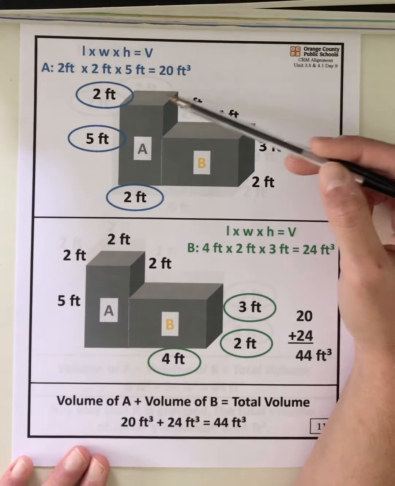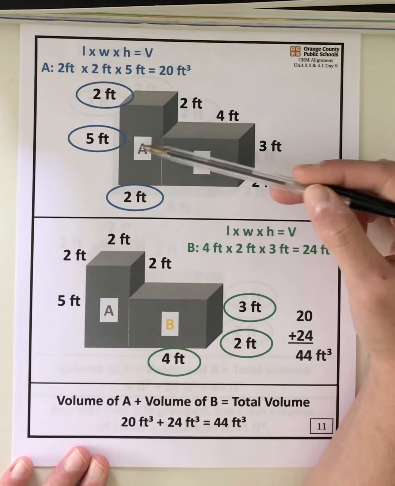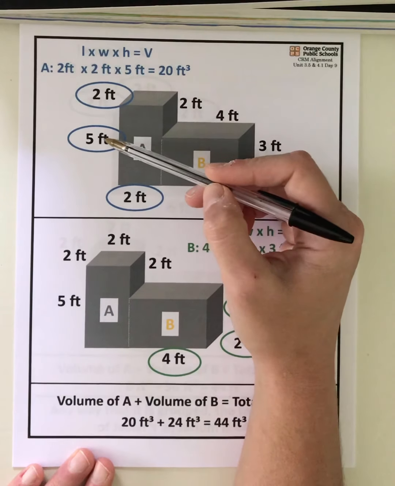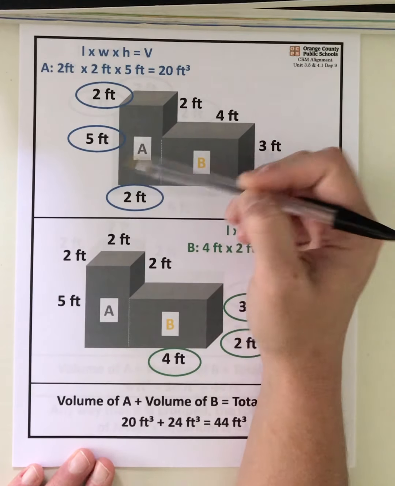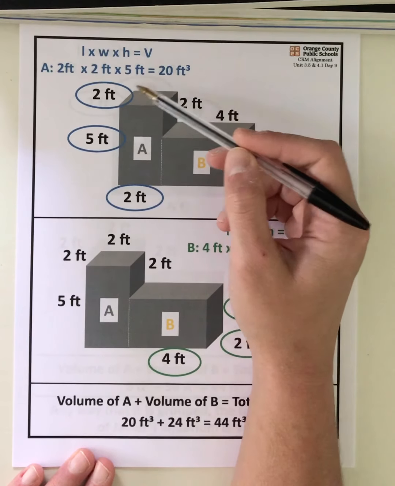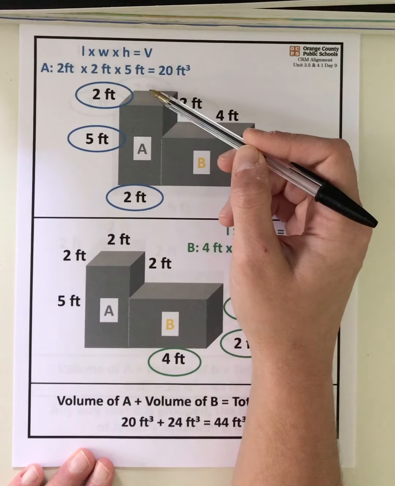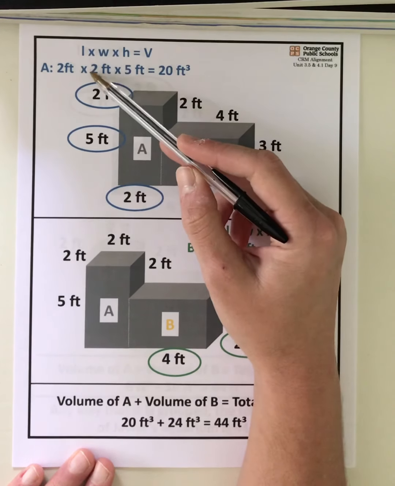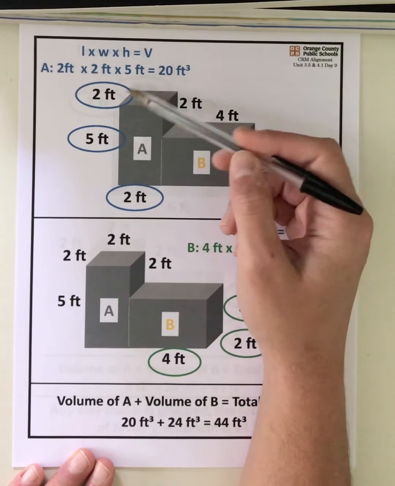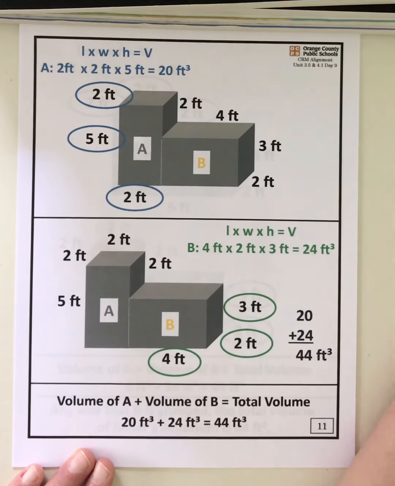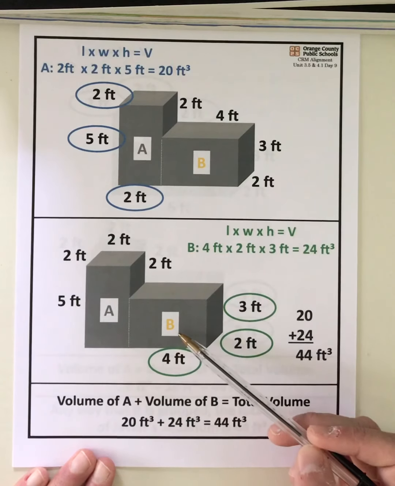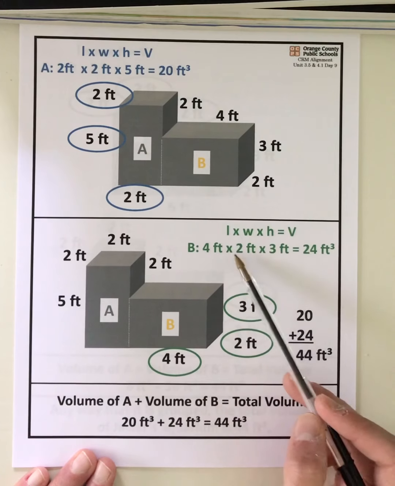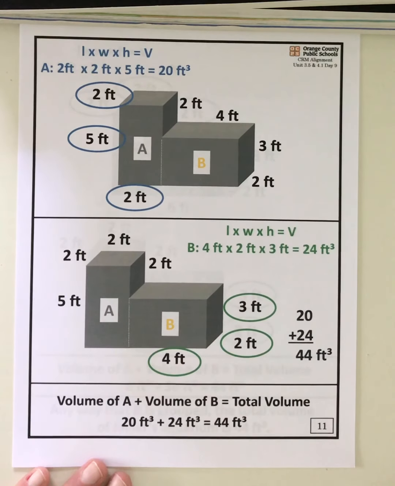The district went ahead and cut the shape for us long ways. So we have prism A and prism B. We have 5 feet here, and since we know that this is 2 feet, this is 2 feet, this is 2 feet, we also know that this is 2 feet. So 2 times 2 times 5 equals 20. So the volume of this box is 20. We're going to use the same thing for box B. We know that this is 3, this is 2, and this is 4. So we have 4 times 2 times 3, and that's going to get us 24.